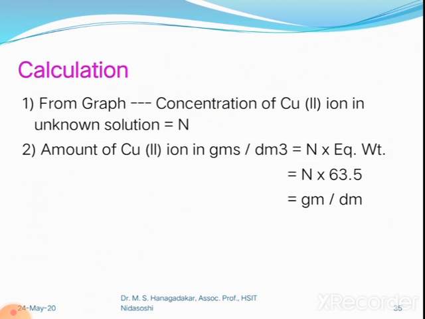From the graph, the concentration of copper ions will be taken as N for the unknown solution. Therefore, second calculation: the amount of copper ions in gram per dm cube is equal to N into the equivalent weight of copper, that is 63.50. Therefore, after multiplying the N value with 63.50, you get the amount of copper in 1 dm cube of solution. So this is how you need to perform the colorimetric estimation of copper.